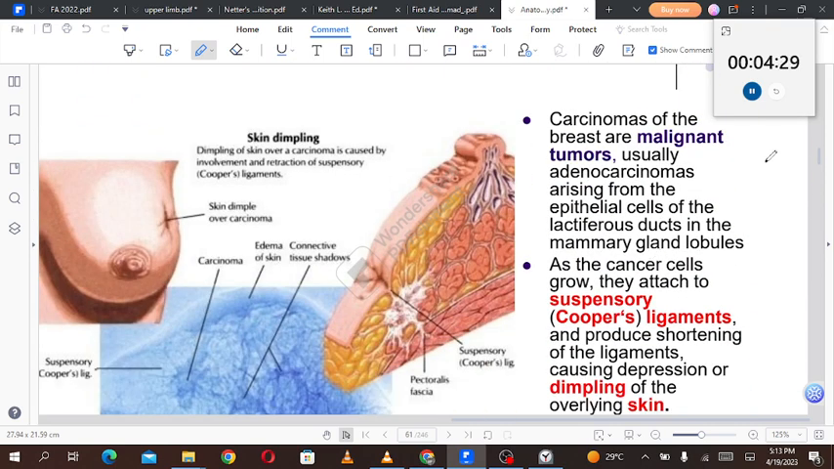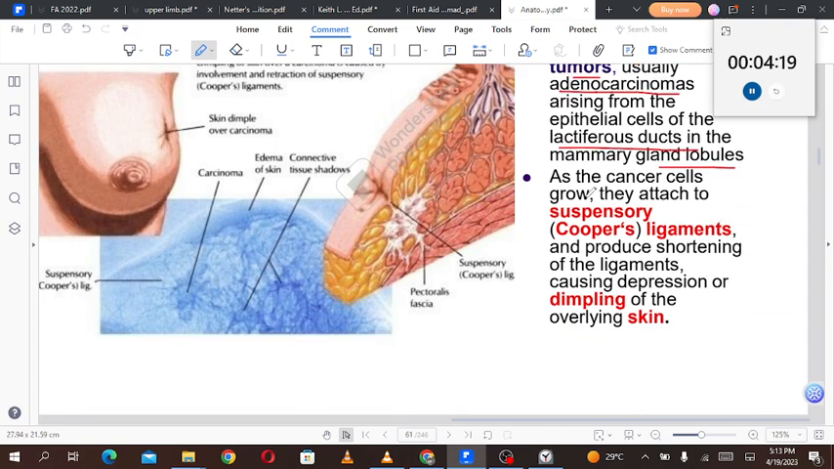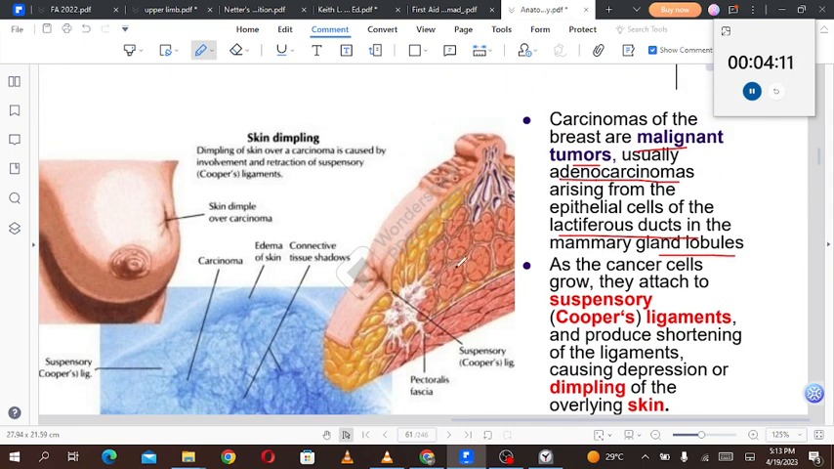Carcinoma of the breast. Carcinomas of the breast are malignant tumors, usually adenocarcinoma, arising from the epithelial cells of the lactiferous ducts in the mammary gland lobules. As the cancer cells grow, they attach to the suspensory Cooper's ligament and produce shortening of the ligament, causing depression or dimpling of the overlying skin. So if these suspensory ligaments are involved, there will be dimpling of the skin.